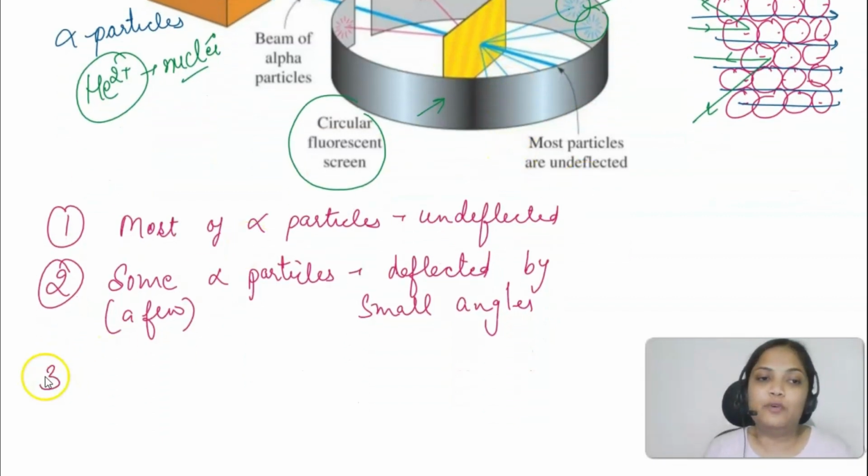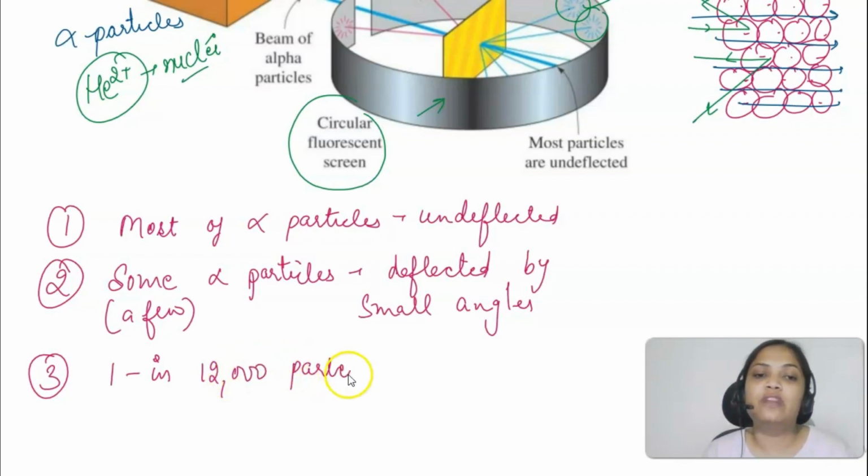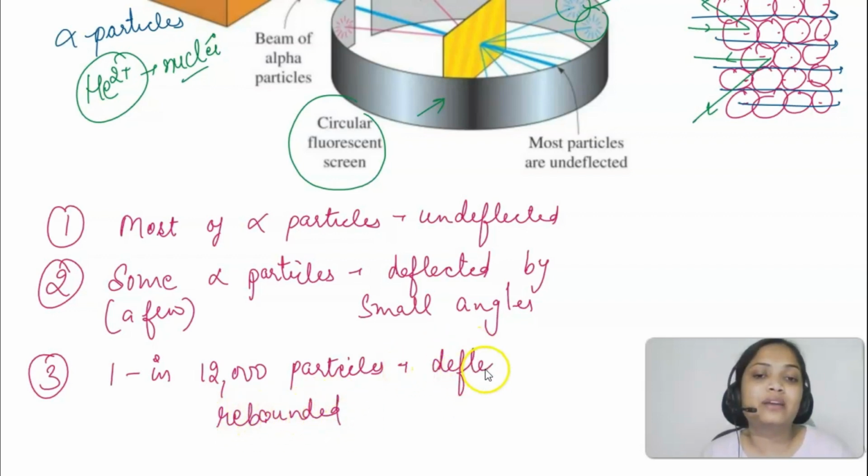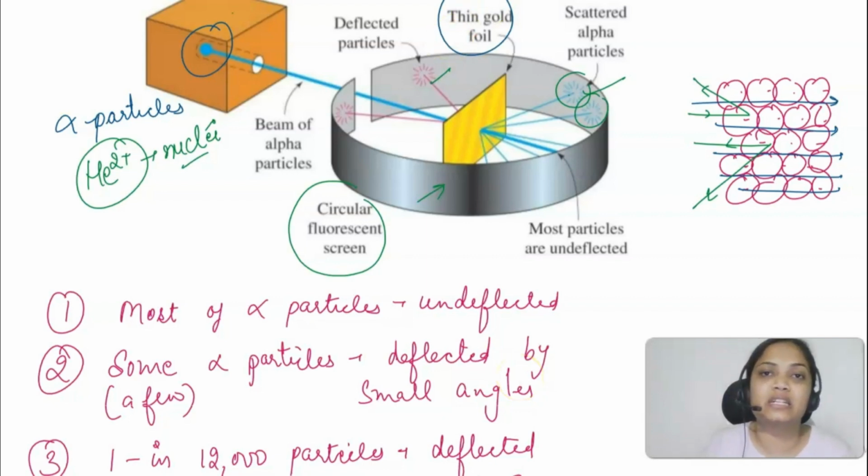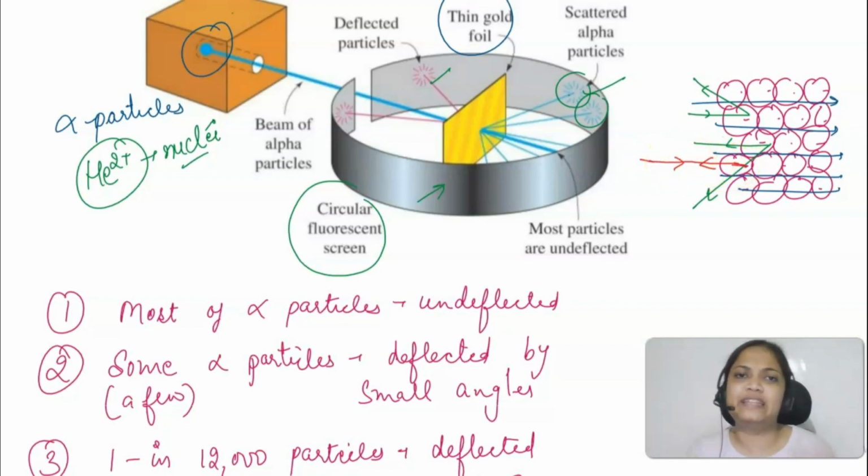And the third point is that very few, around 1 in 12,000 particles, got deflected by a huge angle, or you can say it rebounded, meaning deflected by 180 degrees. The path by which it went, it retraced the same path. It went like this, and from here it went back. So it happened for very few particles, like 1 in 12,000.